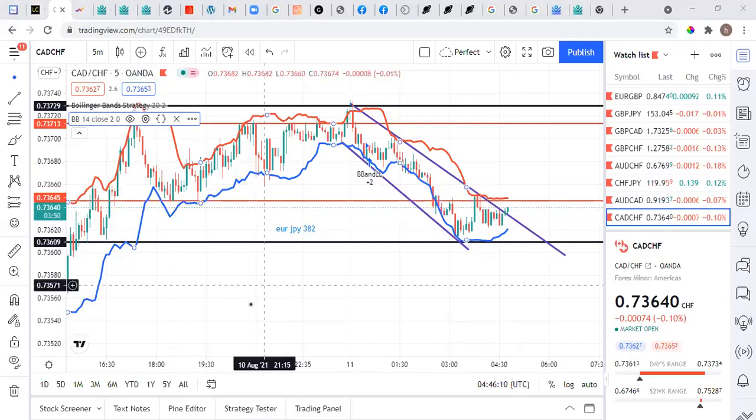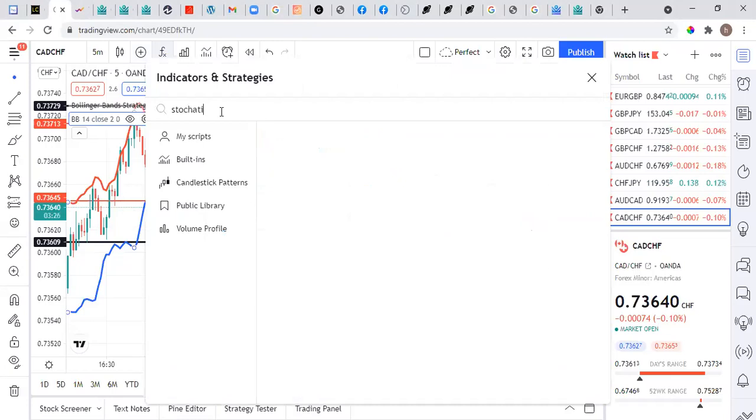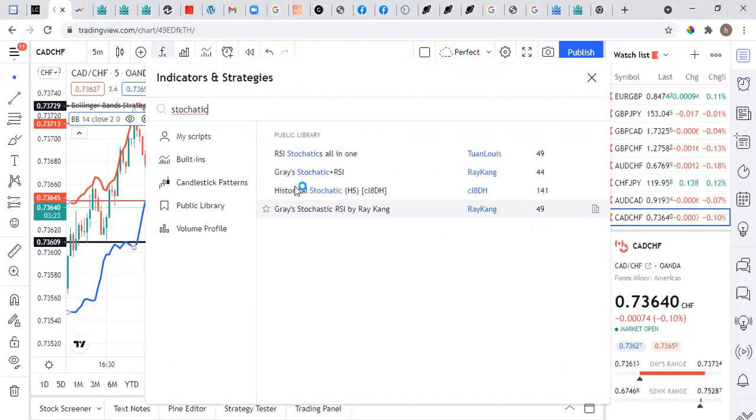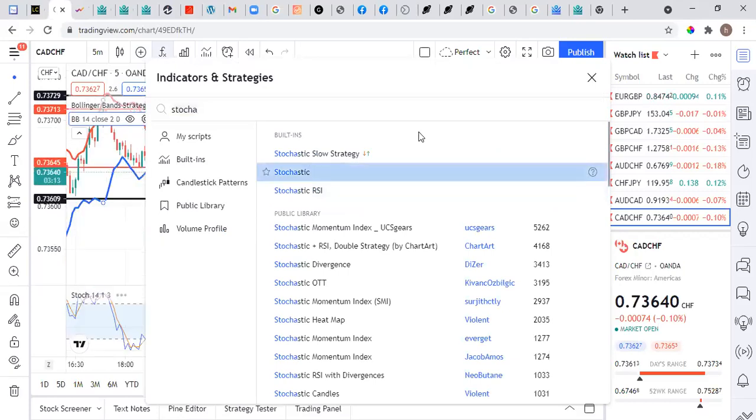If you want to add another indicator, you simply click your indicator symbol and search for it. The next indicator we're going to be talking about is the stochastic. It's a very, very powerful indicator. All of these indicators are on Cash Trap automatically. If you're using Cash Trap, you're good to go.